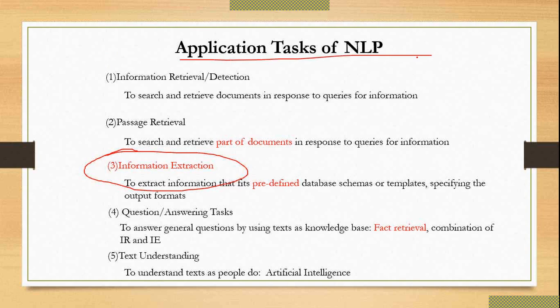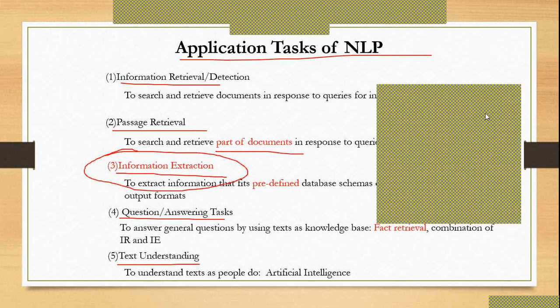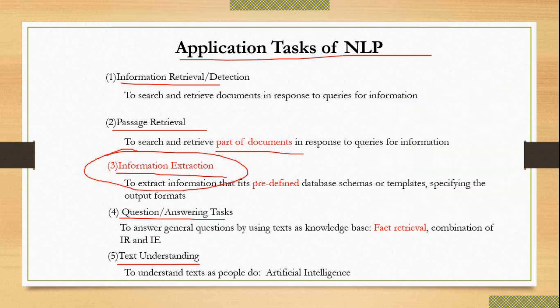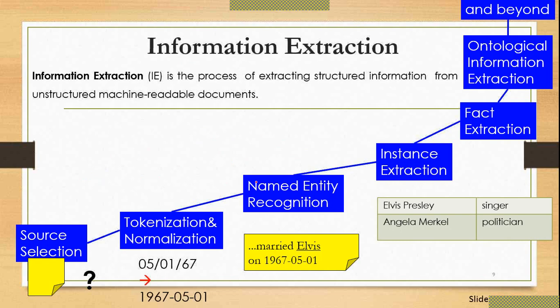Okay. So in the first stage you have to retrieve information. In the second stage you have to find out the part of the document. In the third stage you have to extract the information using the predefined database. After that you can do question answering, and finally you can go for text understanding. So in this way you can see how information extraction works.